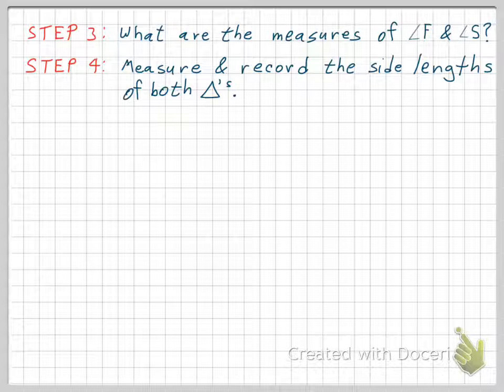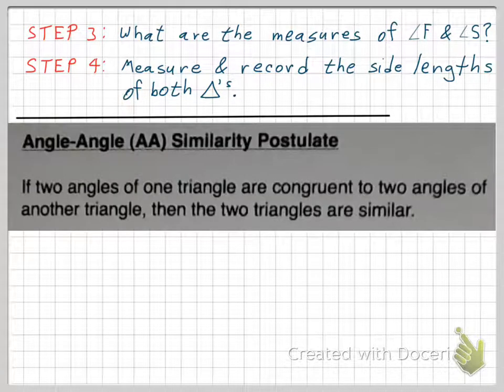So again, this is really a class activity, but what you should be discovering is that the corresponding angles are all congruent, right? 40, 50, 90 for RST and 40, 50, 90 for EFG. And the corresponding side lengths are not equal, but they should be proportional. So that leads to the angle-angle similarity postulate. So please write this down. If two angles of one triangle are congruent to two angles of another triangle, then the two triangles are similar.